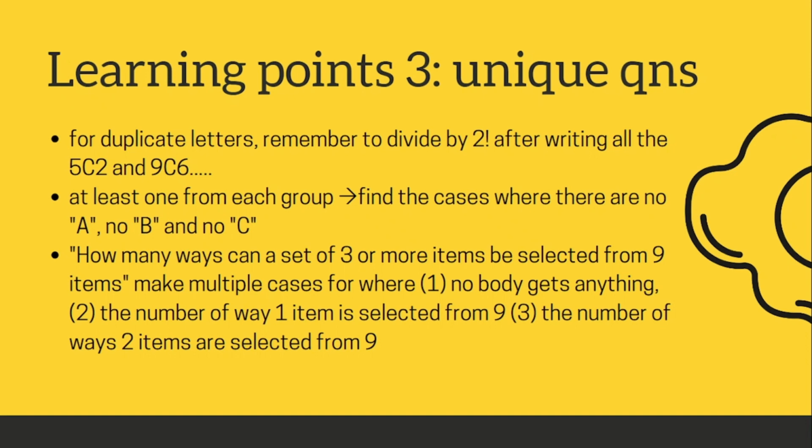Then how many ways can a set of 3 or more items be selected from 9 items? You can just take the cases where nobody gets anything, the number of ways 1 item is selected, and the scenario where 2 items are selected.